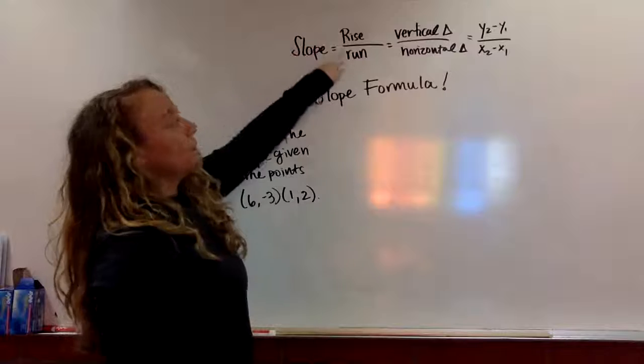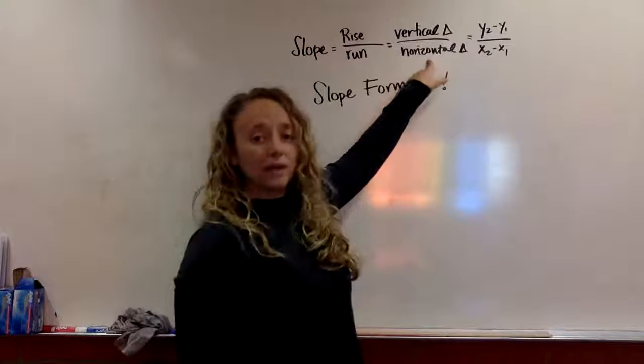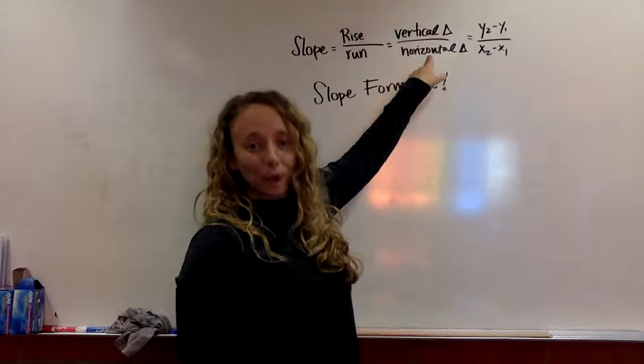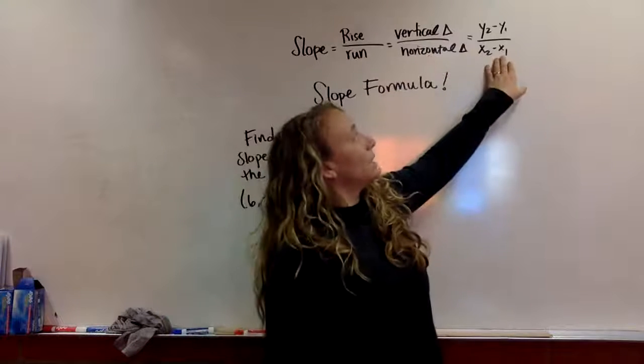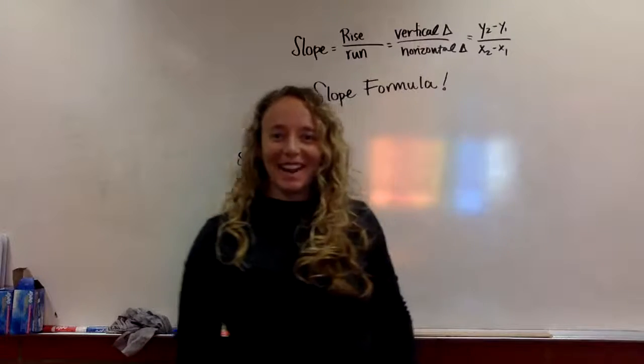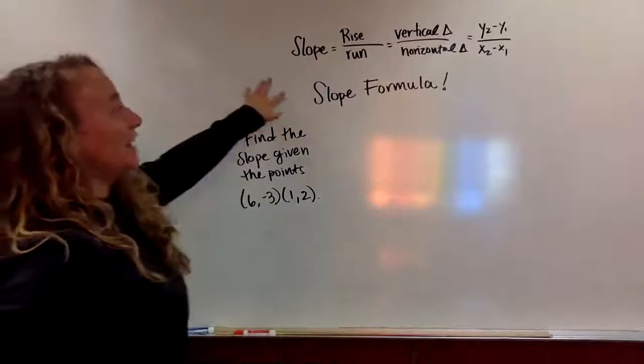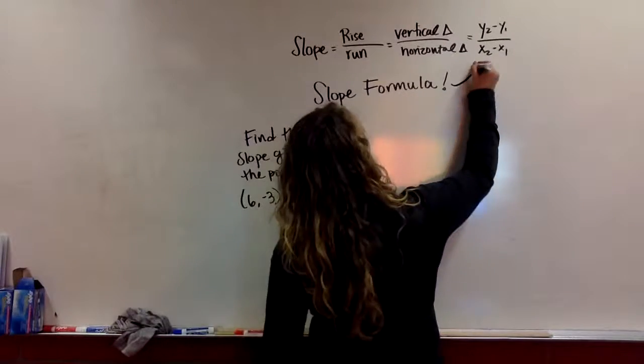So slope, rise over run. This is great for graphs, looking at vertical change versus horizontal change. Again, great for graphs, also great for tables. Looking at this, y sub 2 minus y sub 1 over x sub 2 minus x sub 1. You're like, what the heck is that? I know, it's so great. All right, that is what's called the slope formula.